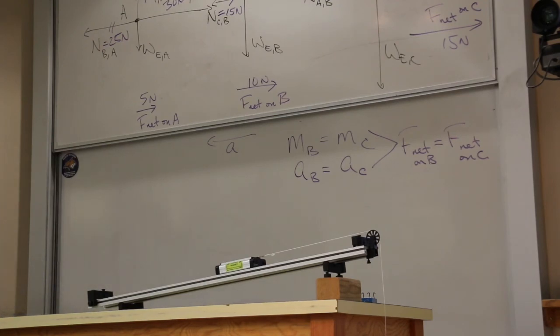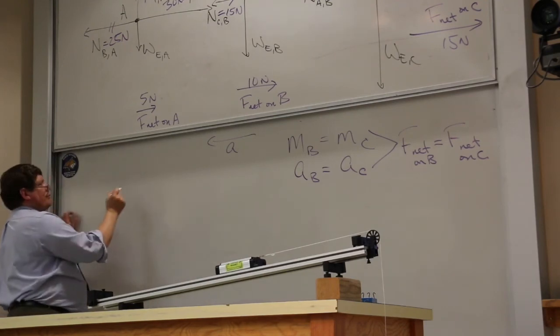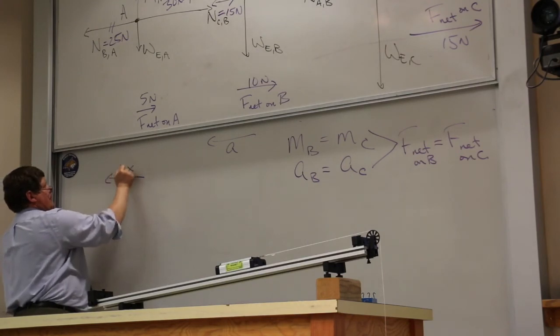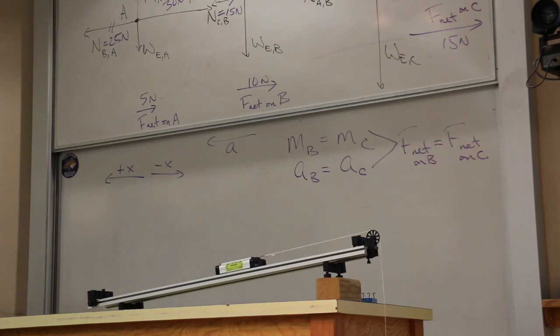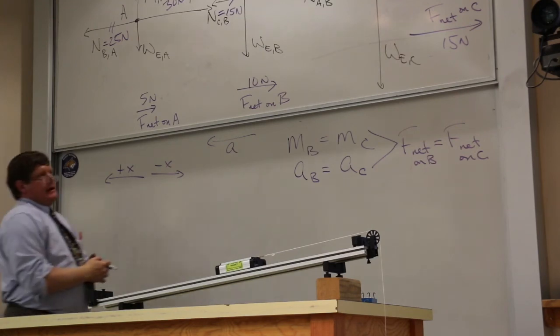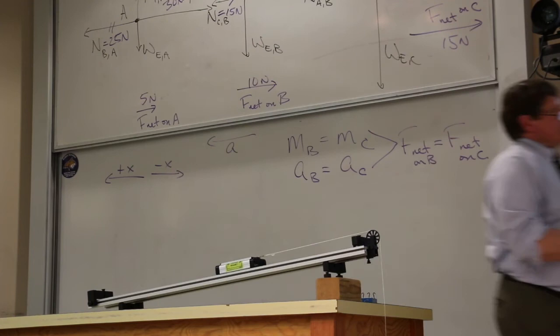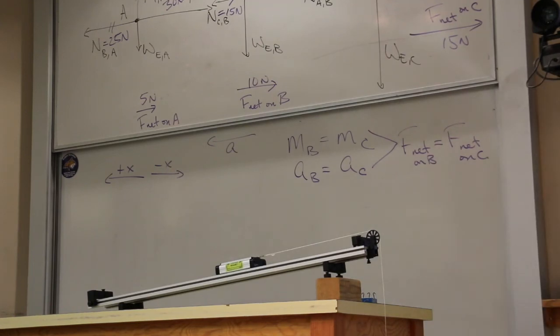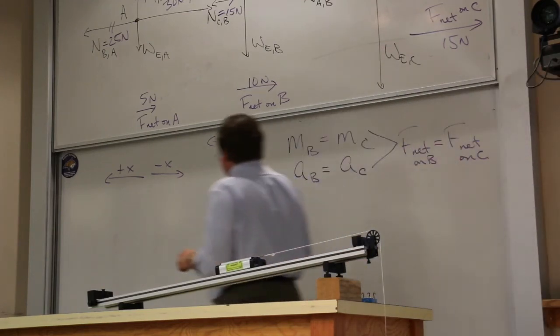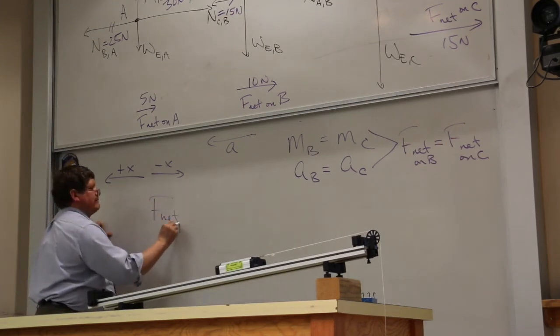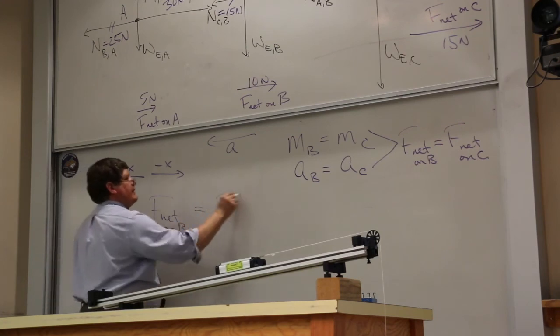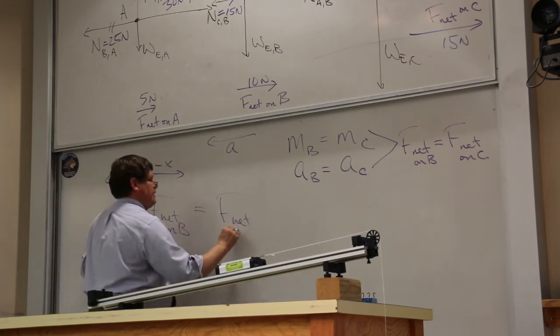Well, that's how I solved the problem. Since everything's moving to the left, let's call that the positive x direction. Let's look at the net force on B. B's diagram had better be screaming to the left, right? And the net force on B is equal to the net force on C.